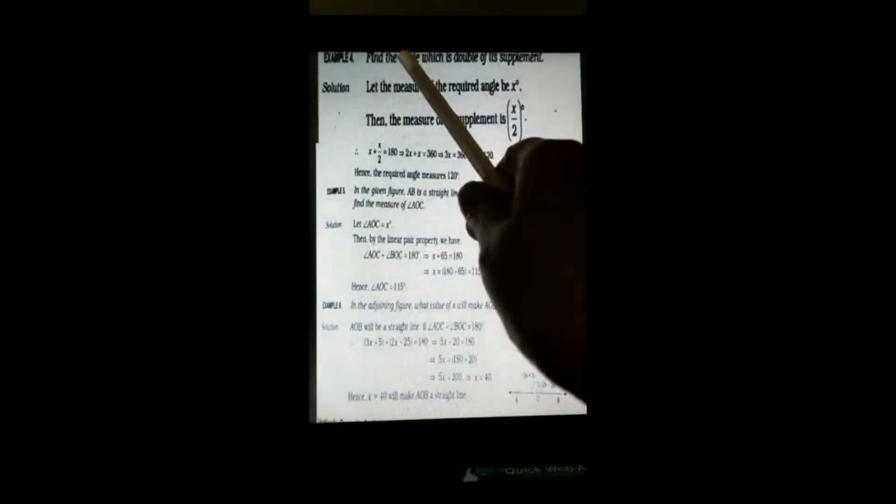Okay, now let us see example number 4. That is, find the angle which is double of its supplement. Always remember that there are two angles. If the angle is double of its supplement, that means supplement is half of the required angle. That means let the measure of the required angle be x degree.